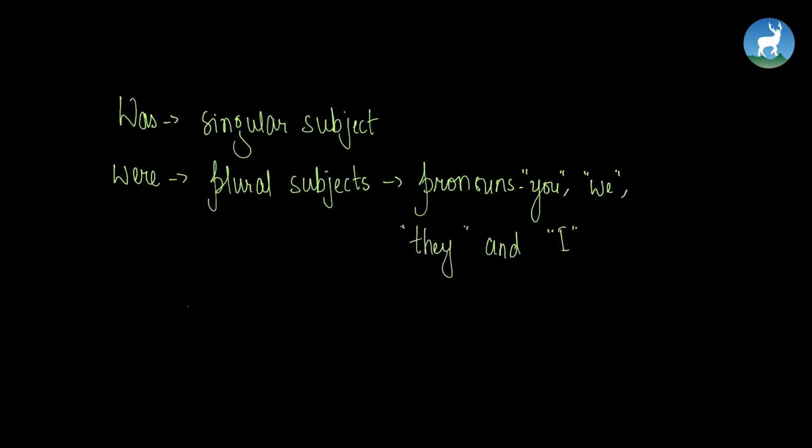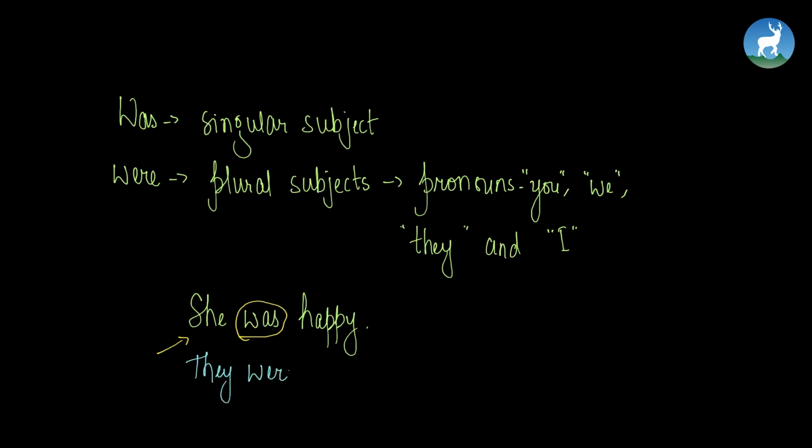Okay, let's take an example. She was happy. Here we used was for a singular subject, right? Let's take another example. They were studying. Here we used were for a plural subject.